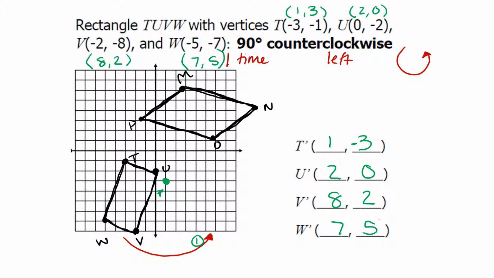For U, we need to go right 2, that's positive, and 0, which is neither positive nor negative. For letter V, we're going to go right 8, which is positive, but we need to go down 2, which is negative. And for letter W, we need to go right 7, which is positive, but down 5, which is negative. Connect your dots, and you end up with the same rectangle that's been turned on its side 1 time.